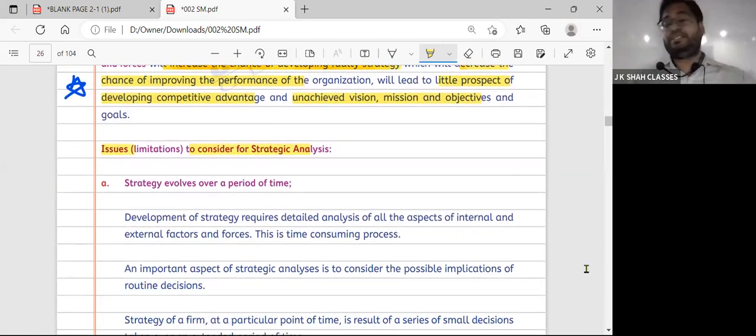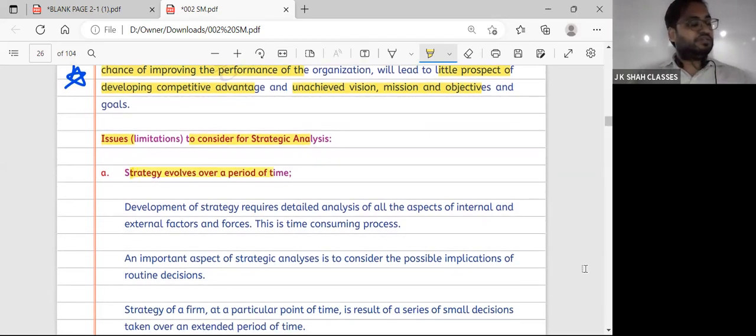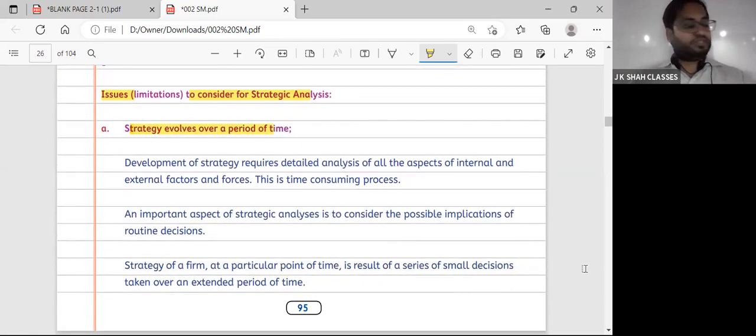Issues to consider for strategic analysis. Number one, strategy evolves over a period of time. Look at this. Detailed analysis of internal and external factors is a time consuming process. Possible implication of routine decisions: your managers will be busy in analysis. Will they be able to take day-to-day decisions? No. So this will have an effect on your day-to-day working.